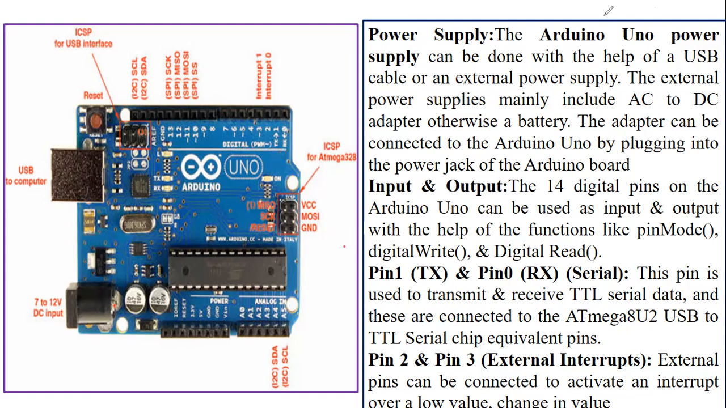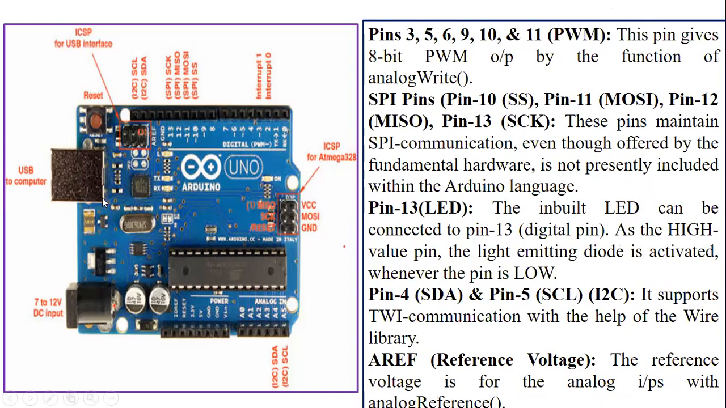Now next, in this slide, you can see pin number 3, pin number 5, pin number 6, pin number 9, pin number 10, and pin number 11. These are the 8-bit PWM outputs. And SPI, pin number 10, pin number 11, pin number 12. These pins maintain SPI communication.